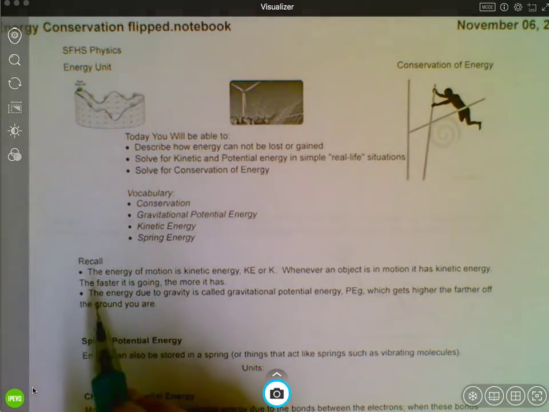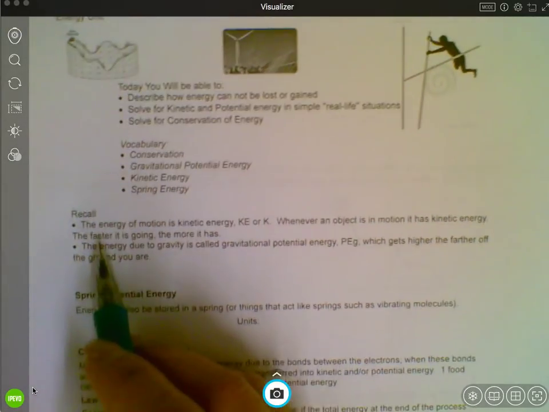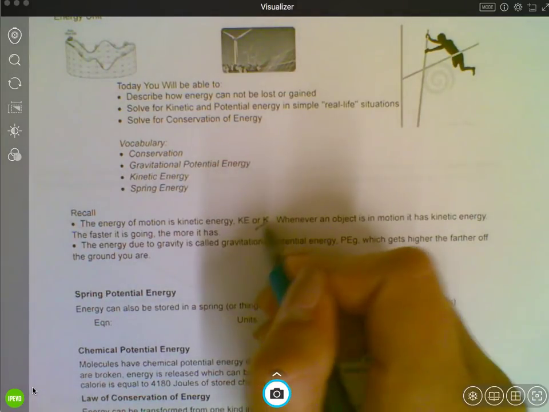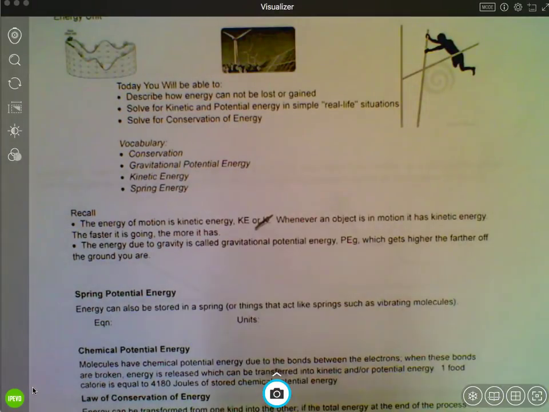Before we start here, I want you to remember that the energy of motion is kinetic energy. We use KE, we do not use K, so cross that out, okay? Whenever an object is in motion, it has kinetic energy.